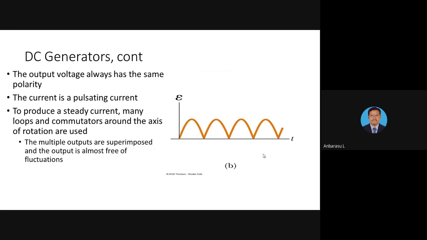So the output voltage always has the same polarity. The current is also always a pulsating current. As the rotation continues, multiple outputs are superimposed, and we can get almost fluctuation-free output. If we apply it for a large number of conductors, the resultant current is a pure DC waveform.